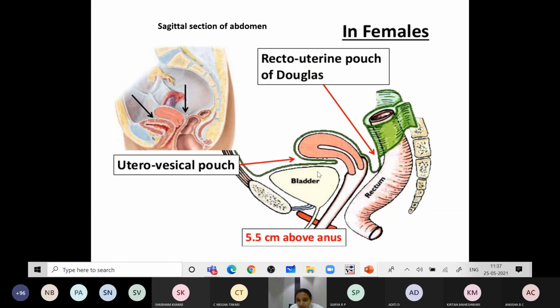As the uterus intervenes between the bladder and the rectum, there form two pouches. The pouch present between the rectum and the uterus is the recto-uterine pouch of Douglas. This is the dependent area. It is 5.5 centimeters above the anus. And the space between the uterus and the bladder is the uterovesical pouch. This is the recto-uterine pouch. This is the uterovesical pouch. So there form two pouches in the case of females.